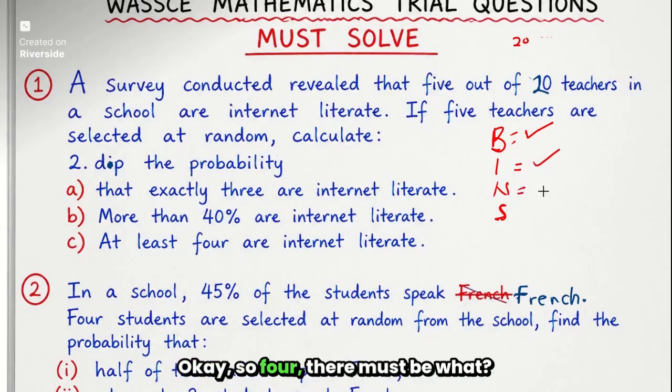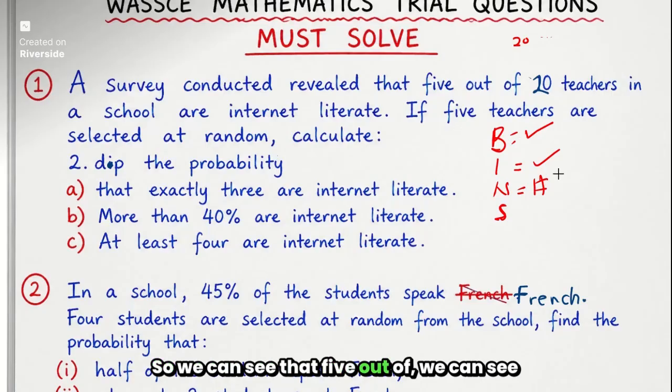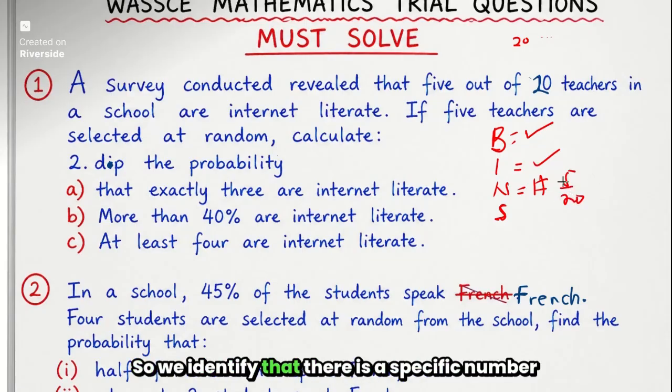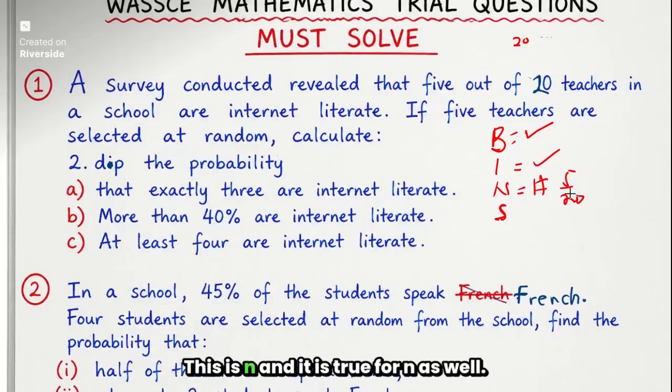Okay, so for the third, there must be a fixed number of selections of these participants. We can see here that 5 out of 20, and this is fixed for all. So we identify that there is a specific number of selection. This is n, and it is true for n as well.